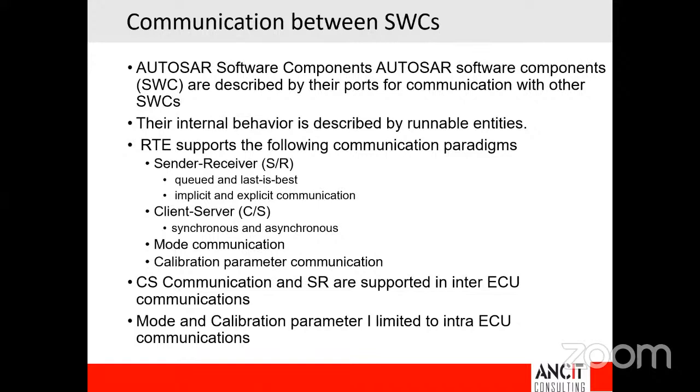Then we have queued and last-is-best. Last is where I'll only talk about the last available value to take a decision. If I choose queued, then I will have a list of data, the history of the events. So you can use the history and probably take some average from the history of the events, do some math and take a decision. All of that can be done using your queued events. So both these types of variables are supported in RTE.